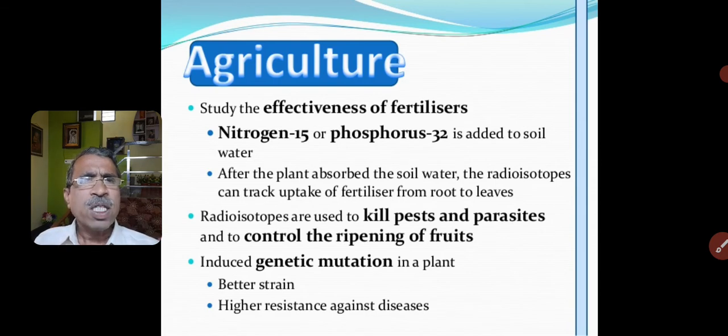Nitrogen 15 or phosphorus 32 is added to soil water. After the plant absorbed the soil water, the radioisotopes can track uptake of fertilizer from root to leaves. Radioisotopes are used to kill pests and parasites and to control the ripening of even the fruits. They also induce genetic mutation in plants and give better strains, with higher resistance against diseases.